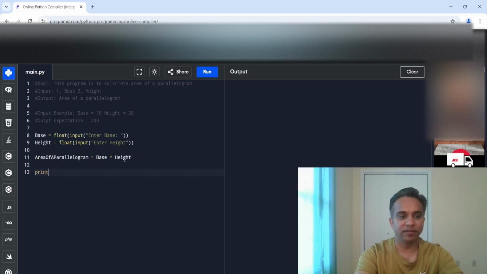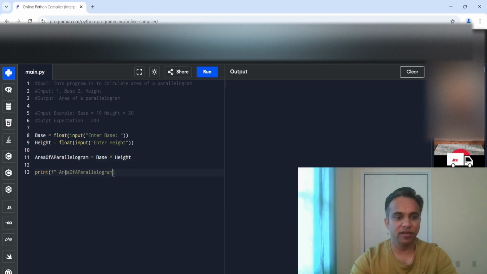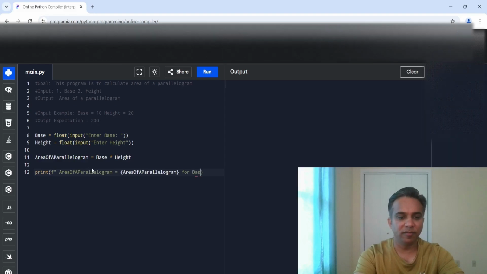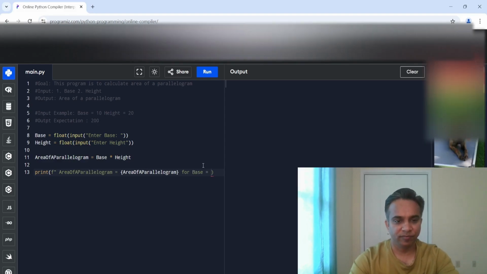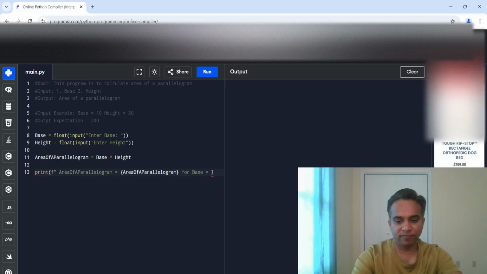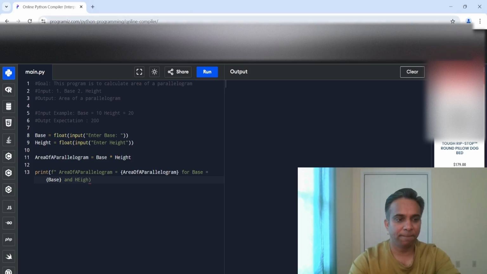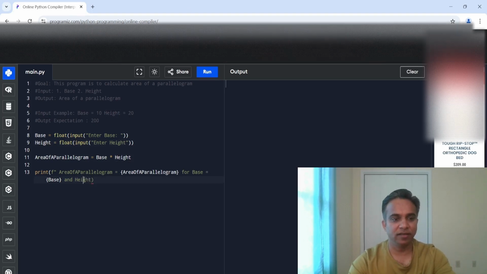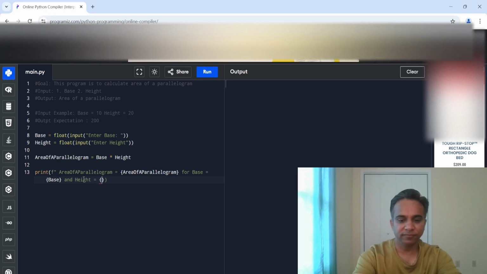And we are going to print. We are going to say area of parallelogram for base equal to, and then the base, is, and height, height equal to height, is area of parallelogram. Now that our program is complete, we can run it.